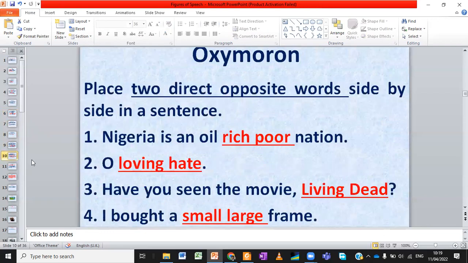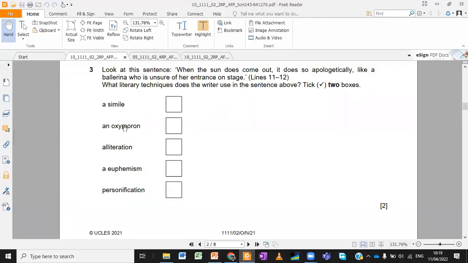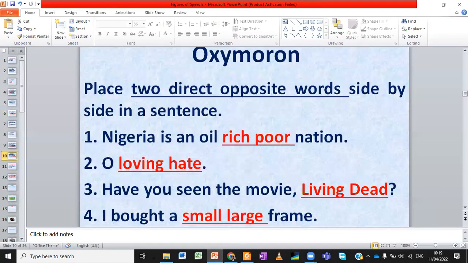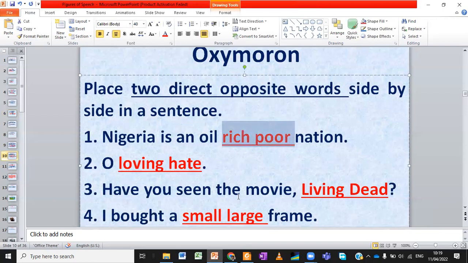Let me go to the oxymoron. Good. I think we saw oxymoron there. Yes, this is oxymoron. So please pay attention. Oxymoron is when you place two opposite words side by side. When you say Nigeria is an oil-rich poor nation, the opposite of rich is what? Poor. And you see, you place them side by side, one after the other in a sentence. This is oxymoron. Also, loving hate.